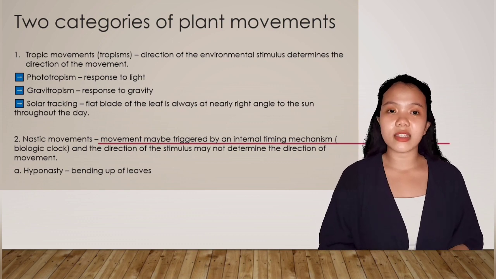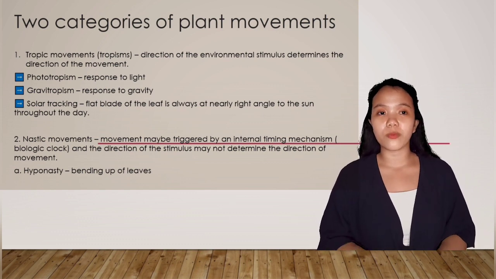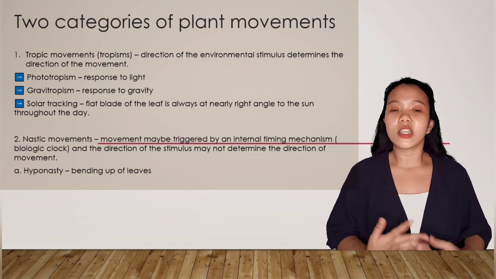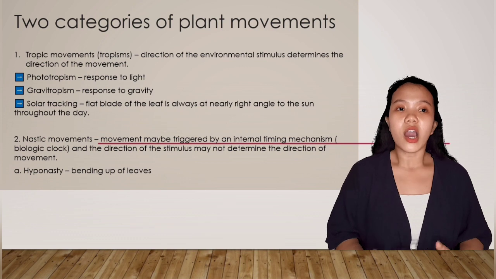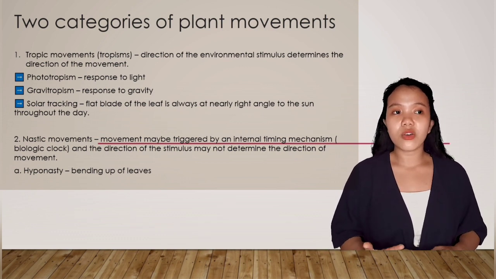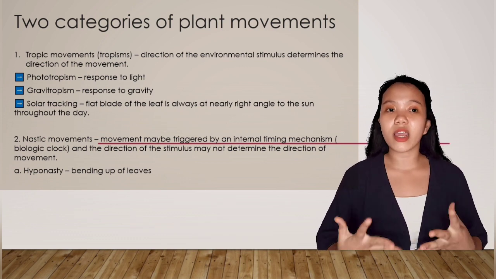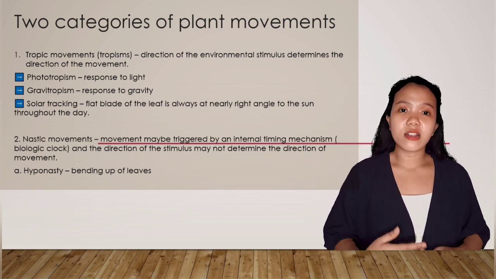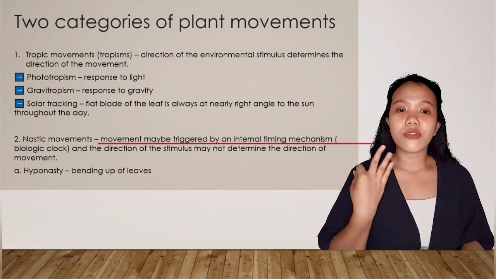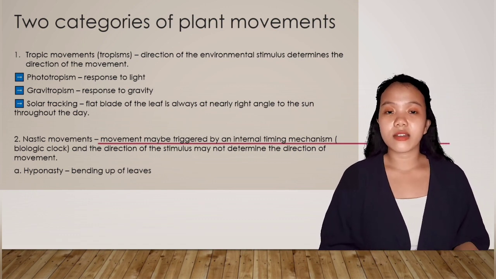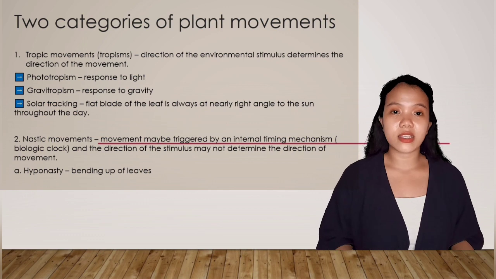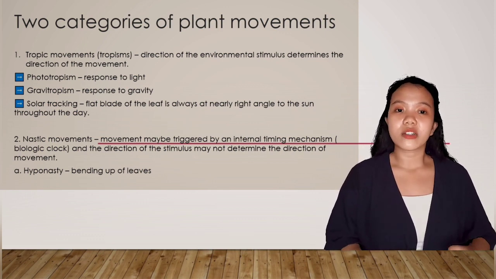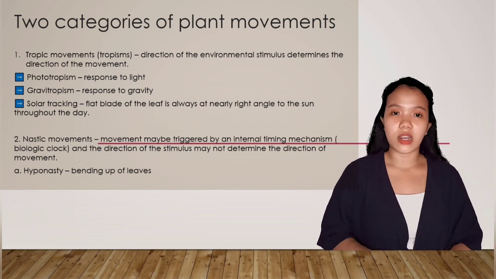So first, let us tackle the tropic movements or tropism. It is where the direction of the environmental stimulus determines the direction of the movement. So these are the ones that determine the direction of the movement of an organ. And tropic movements have three characteristics. They are phototropism, gravitropism, and solar tracking.